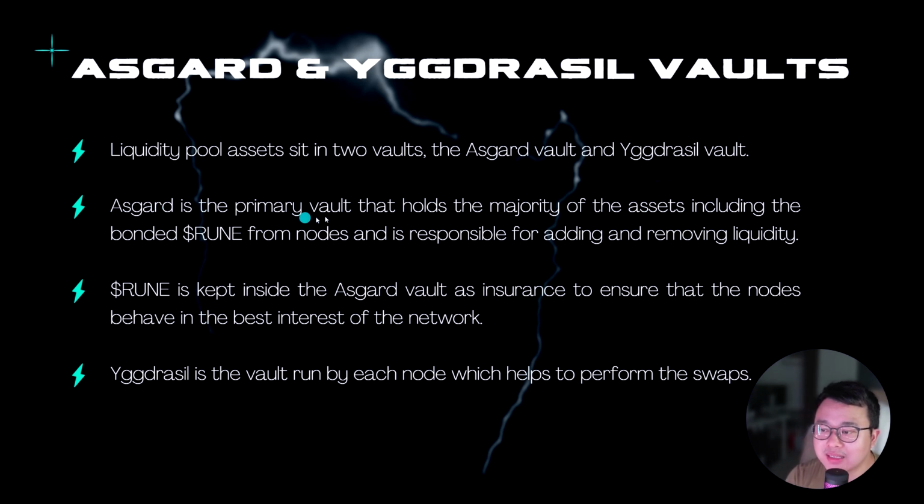Asgard is the primary vault that holds the majority of the assets, including the bonded RUNE from the nodes, and is responsible for the adding and removing of liquidity within the pairs. Like we mentioned about BTC-RUNE and ETH-RUNE, these are all inside the Asgard Vault.